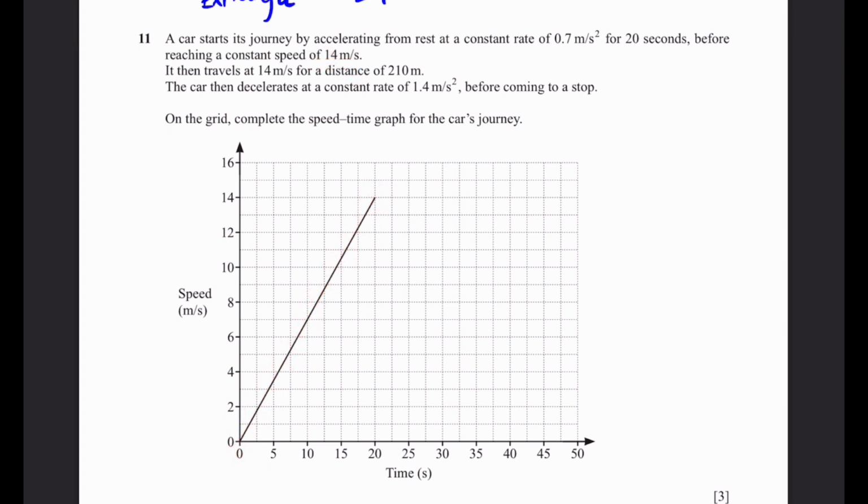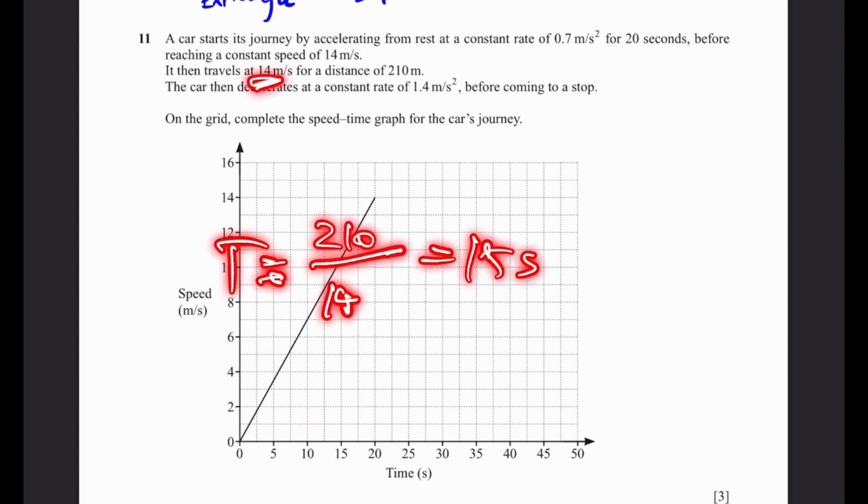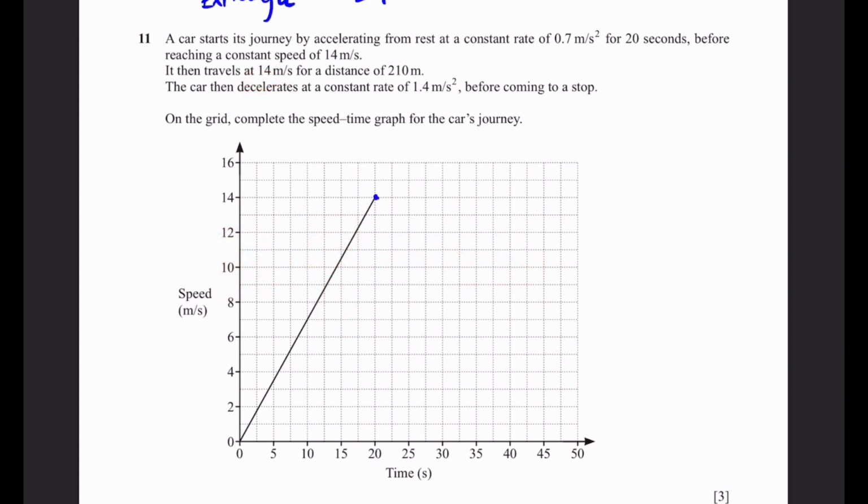After that, it travels at 14 meters per second a distance of 210 meters. And that means, how much time does it take? Speed equals distance by time, right? So time will be equal to distance by speed. So this distance is 210 and speed is 14. So time will be 210 by 14, which is equal to 15 seconds. We can draw a straight line like that, indicating constant speed, to 35. We can check it like that.